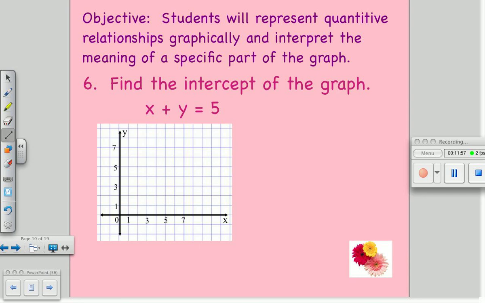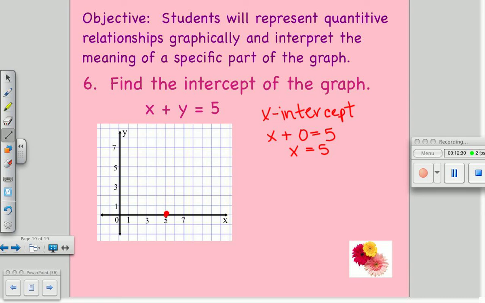Now, let's find the intercept of this graph. If we're finding the x-intercept, we'll do x-intercept first. Then we have to substitute y for 0. So we're going to say x plus 0 equals 5. And now let's solve for x. X plus 0 is just x. You're not adding anything to it. So x equals what? 5. So the x-intercept is 5.